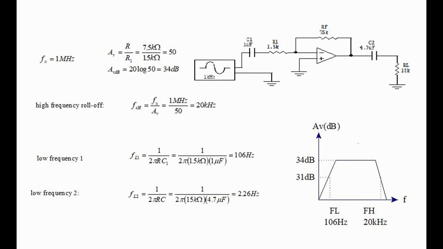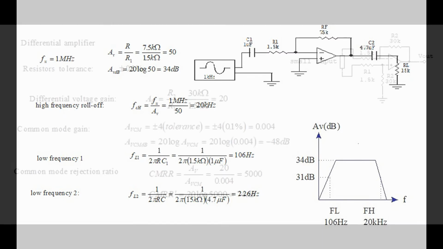Our Bode plot shows that the maximum gain is 34 decibels, but at the two corner frequencies, the gain will drop down by 3 decibels to 31 decibels.